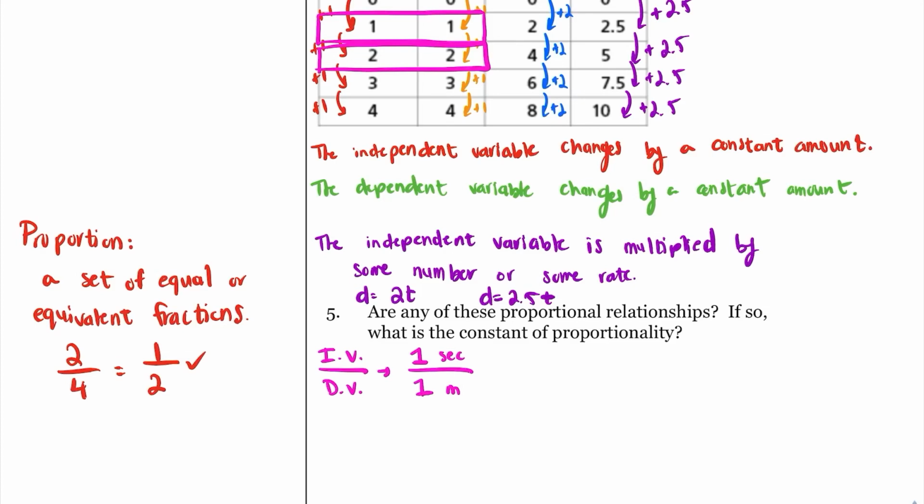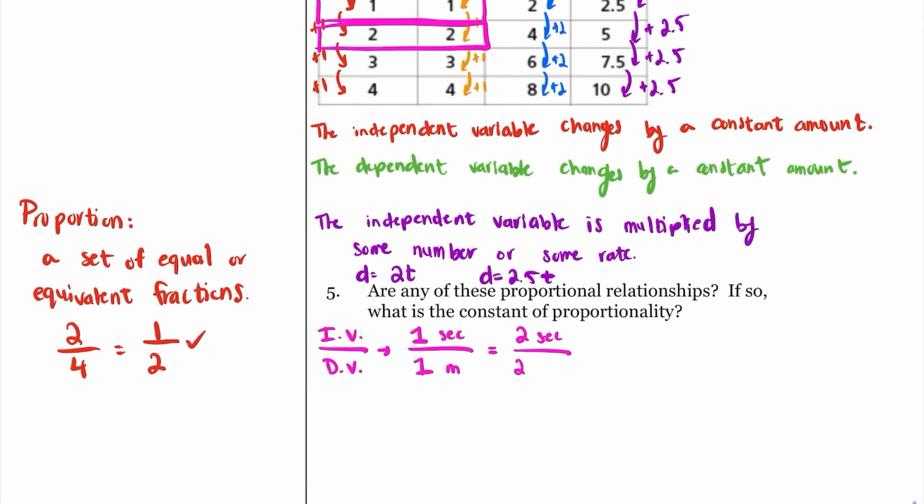Okay, so there's my first ratio, and I'm going to compare that to the next row down. So the independent variable in the third row here is 2 seconds compared to 2 meters. Now the question you need to ask yourself: are these ratios equivalent? Are they the same? You'll simplify 2 over 2 to 1 over 1, so in both of these cases, they are equal to 1. So we say yes, those are equal.